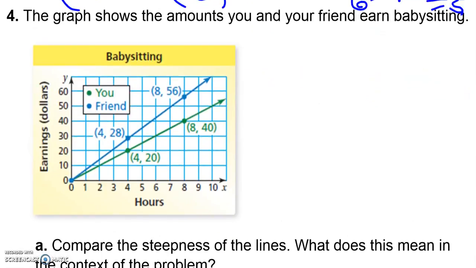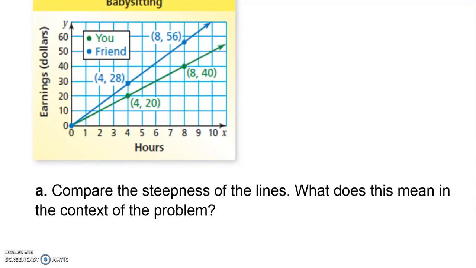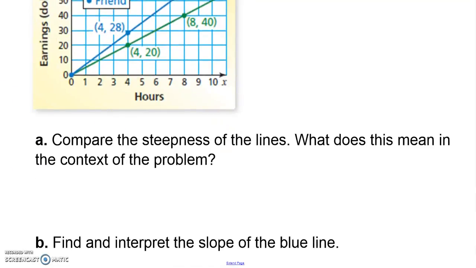Okay, the graph shows the amounts you and your friend earn babysitting. Oh, cool. Okay, and then compare the steepness of the lines. What does this mean in the context of the problem? Okay, so your friend, in less hours, is making more money. So in 4 hours they make $30. In your 4 hours, you only make $20. Which is not that cool. I would be so jealous of your friend right now. So basically the steeper the line is, the better in this story problem. So you can write that if you would like.